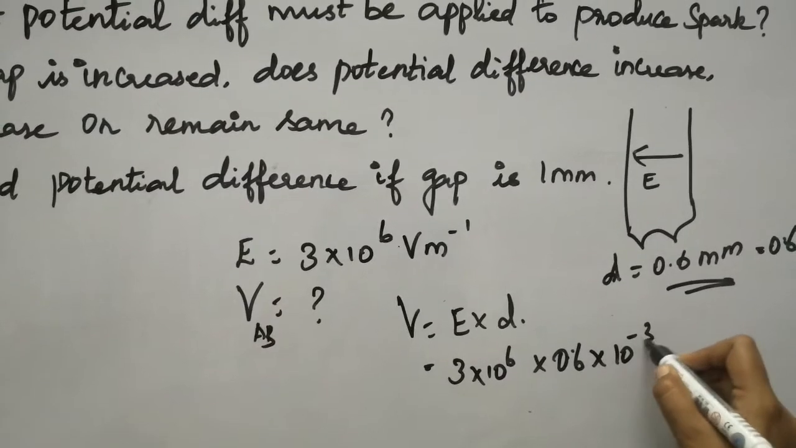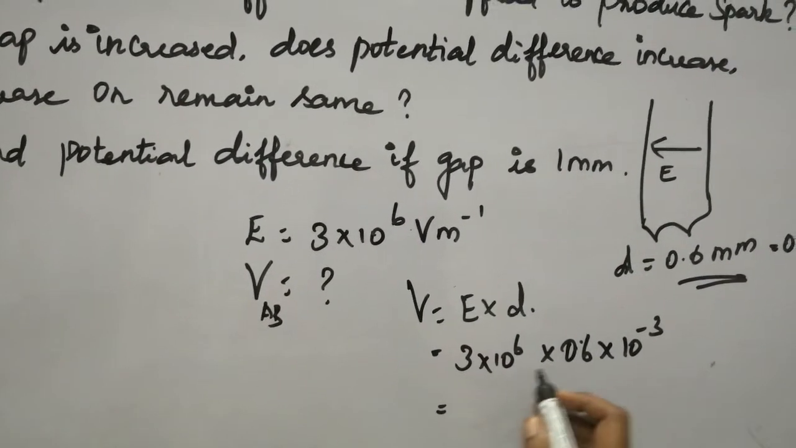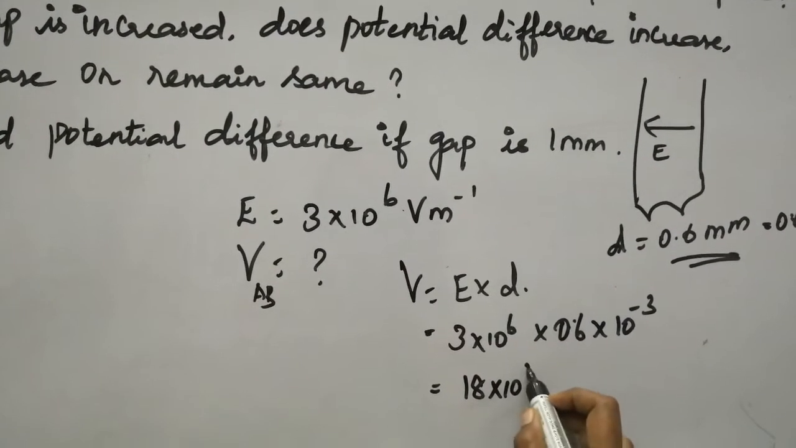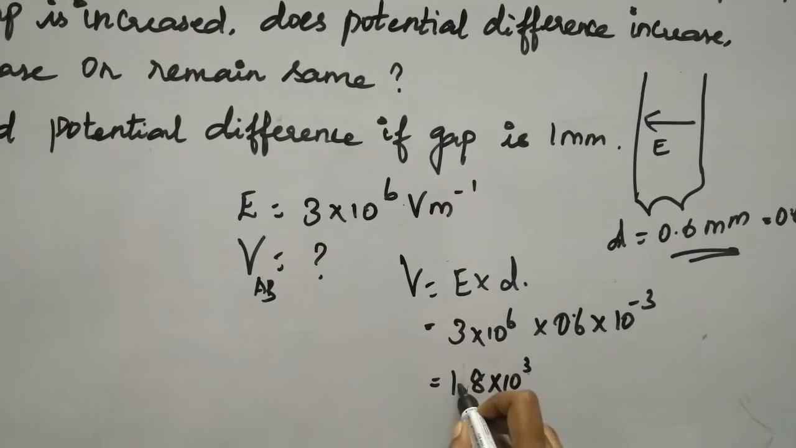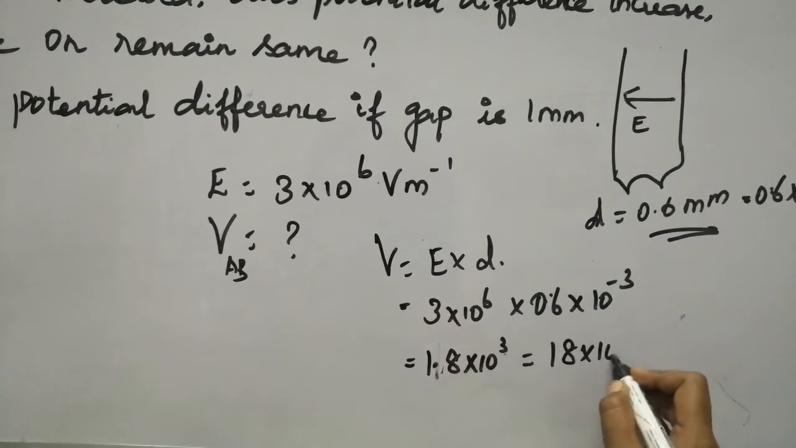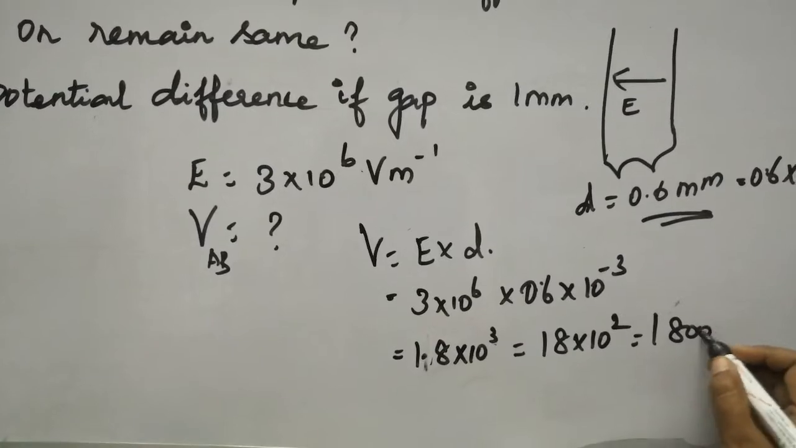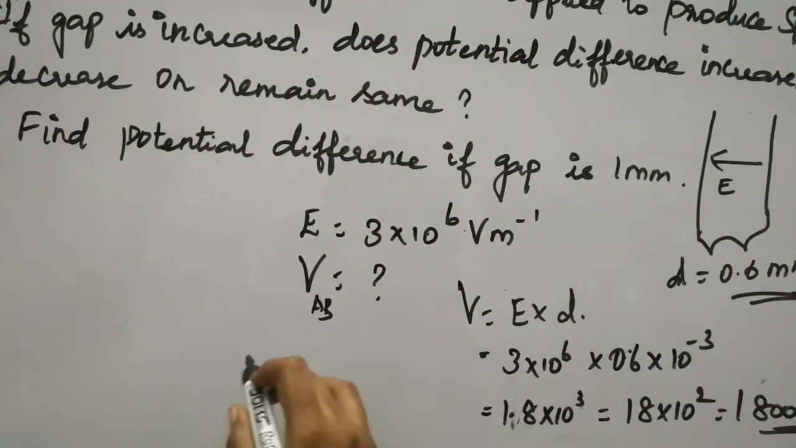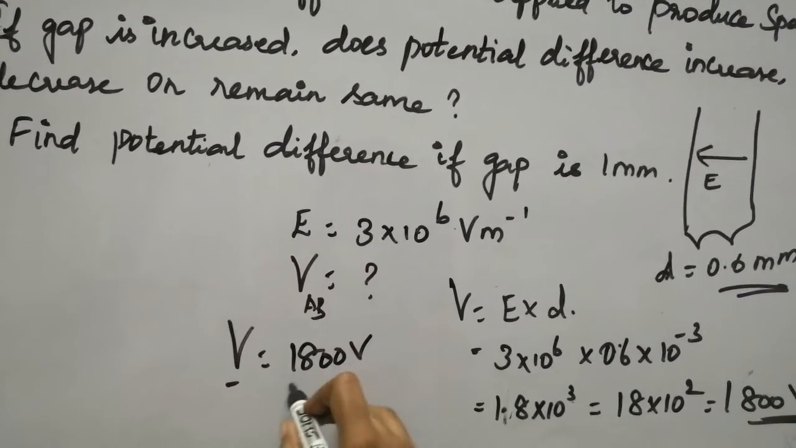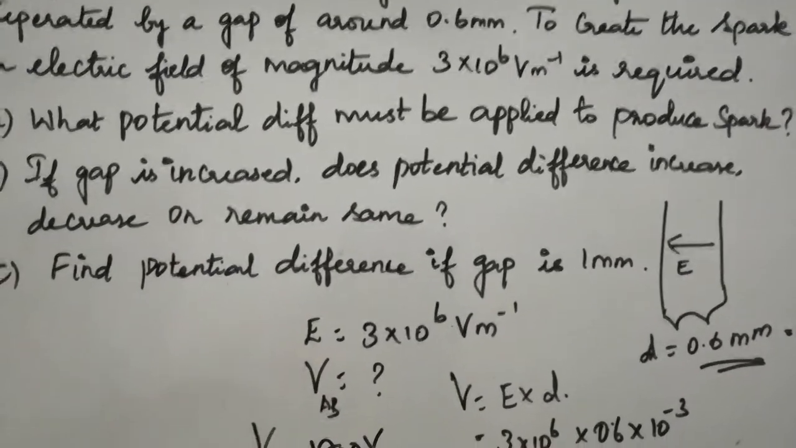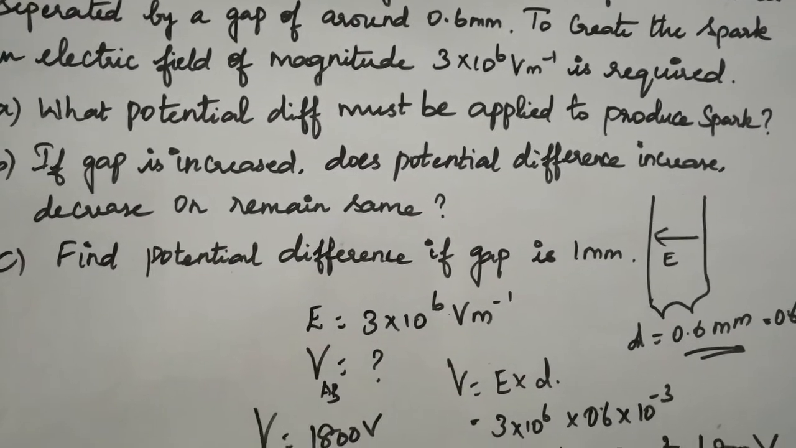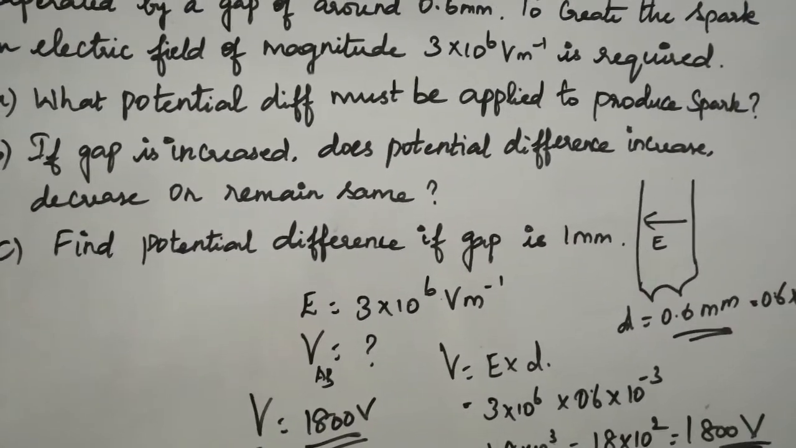0.6 into 10 to the power minus 3 meters. When you multiply this, it is 18 into 10 to the power, so it is 1.8 into 10 to the power 3 when you add up the powers here. So it is simply 18 into 10 to the power 2, that is 1800 volts. So this is your voltage, this is your potential difference between the electrodes for this case. That is your first part of the problem. What potential difference must be applied to produce the spark? So this much potential must be applied.